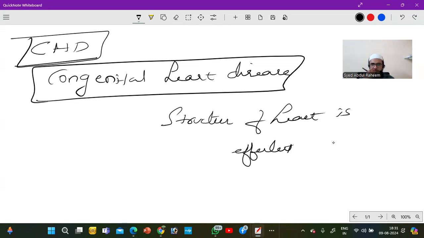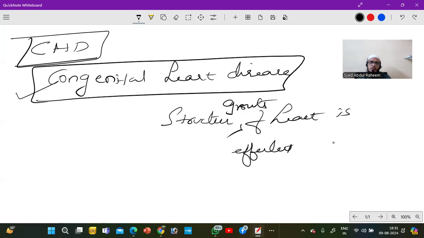Okay, means the structural growth of the heart is affected. We already know that there is a hole in the heart, always seen in the pictures, in the newspaper sometimes. So this is the actual name of the disease. Congenital heart disease means the growth of the heart does not happen properly.